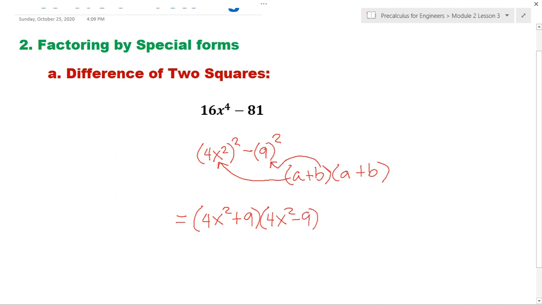Class, we need to factor it out completely. Do you think this one cannot be factored anymore? But actually, pwede to siya, kaso it involves some imaginary number or a radical. So, let's just assume now we don't need those radical and imaginary numbers. We just want real numbers. So, the second one, class, may tanong ako sa iyo. Ito, ma-factor out ba ito or hindi na? What do you think? Class, ma-factor out ba yung second, yung 4x squared minus 9? What do you think, class?